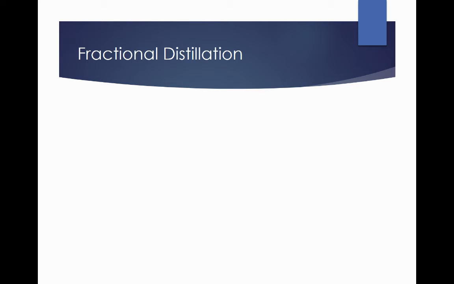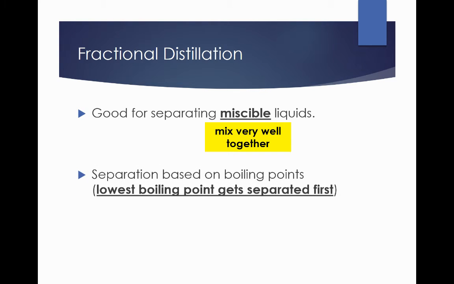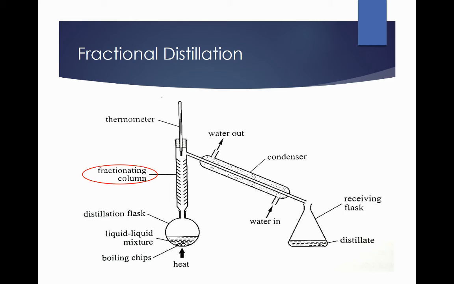Now, for the next separation technique that we're going to look at, it will be fractional distillation, which is quite similar to simple distillation. Now, this is very good for separating liquids that mix very, very well together. And the separation now is based on the boiling points, where the lowest boiling point will be separated first. This is the diagram, the setup. And the main thing is that there is a fractionating column as compared to simple distillation. And the purpose of this column is to ensure a greater surface area for separation to take place.